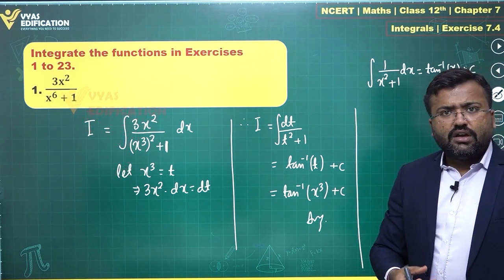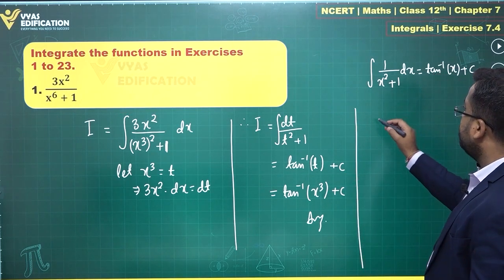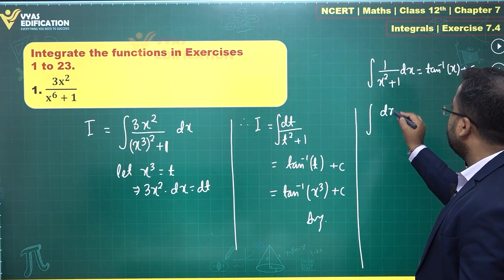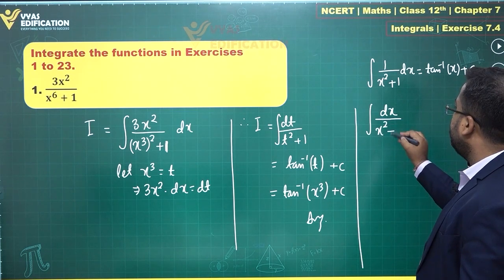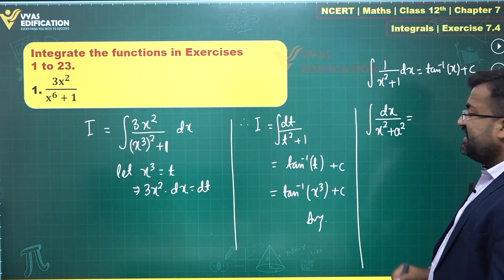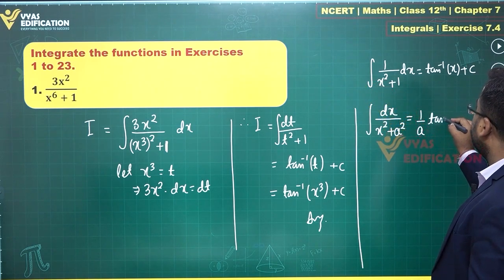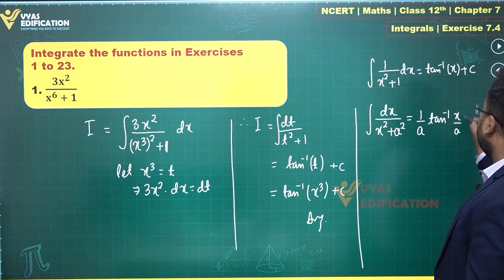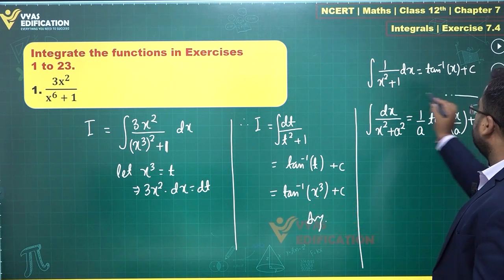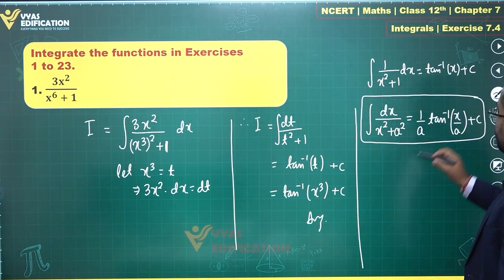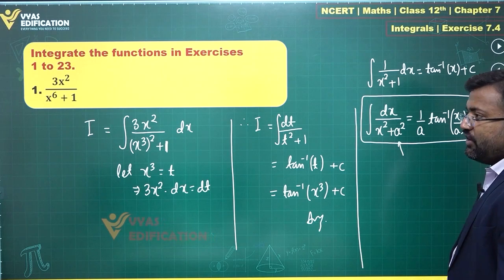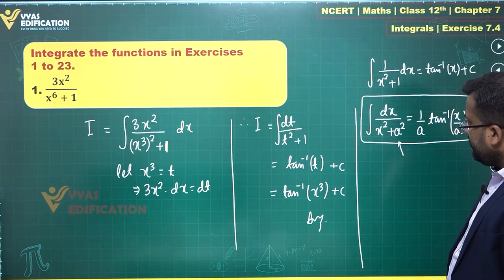A more generalized version would be integral of dx upon x square plus a square. This is equal to what? This is equal to 1 upon a tan inverse x upon a plus constant. This is a more generalized version when you have a square along with x square, right?